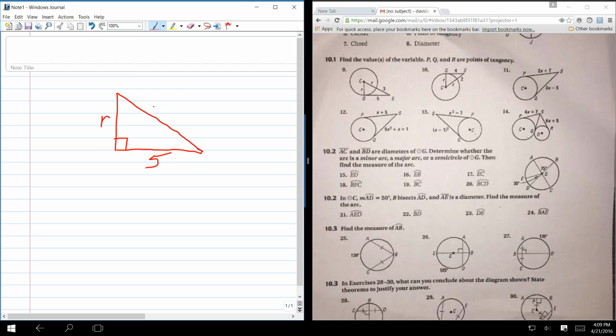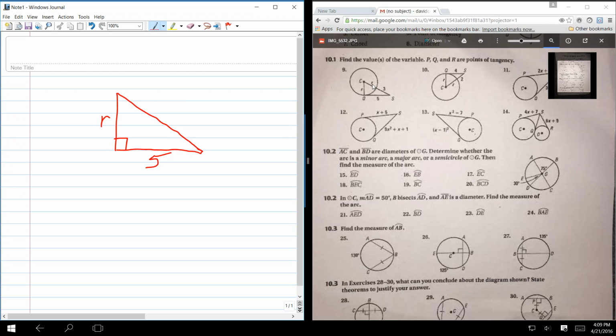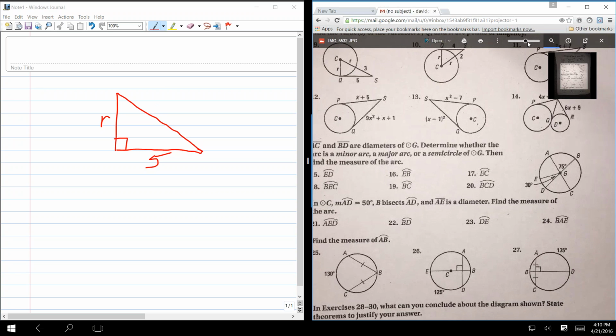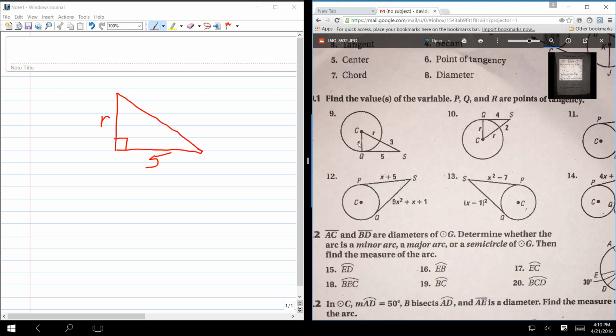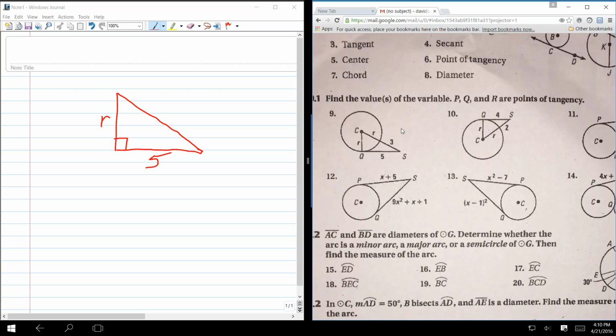That would be 2 plus R. What's that right there? Looks like an E. It's an R. And the only reason I know it's an R is because all radiuses are equal within the same circle. So if this thing down here is R, that has to be R. Okay. What's the hypotenuse length? 3 plus R. Now let's solve for R.